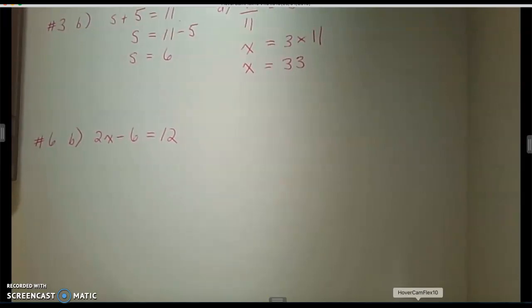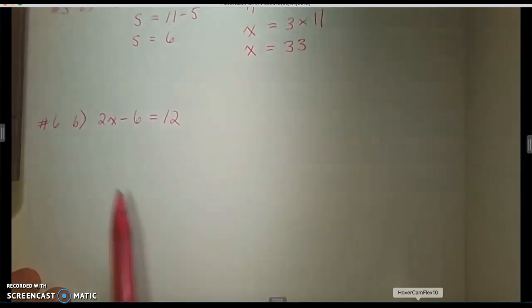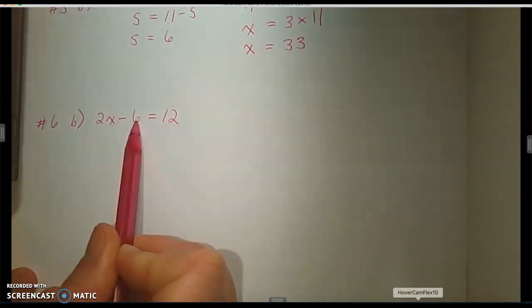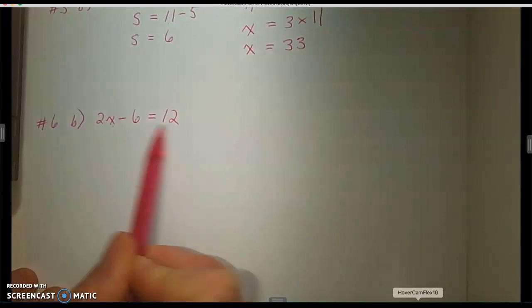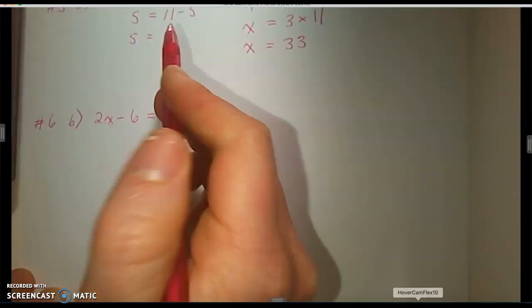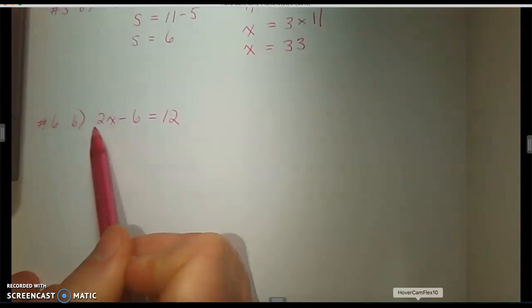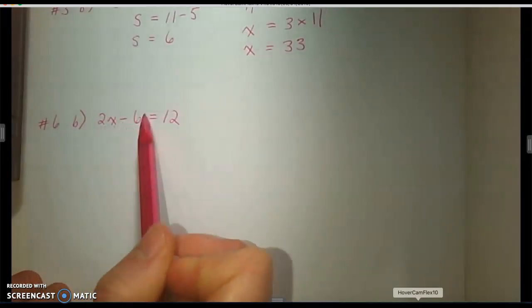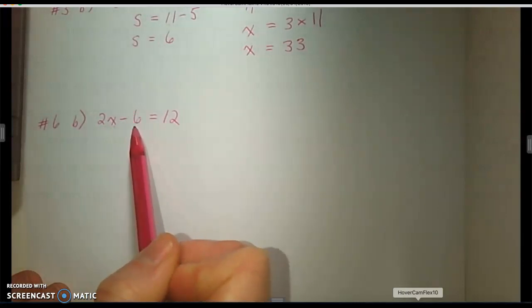Okay, so our goal is the same as it was in the previous video. We want to get the answer for the variable, which means that we need to get rid of all the other numbers that are on the same side of the equation as that variable. So in this example, it's called a two-step problem because I have two numbers. I have the 2 that's being multiplied over here, and then I have the 6 that's being subtracted.